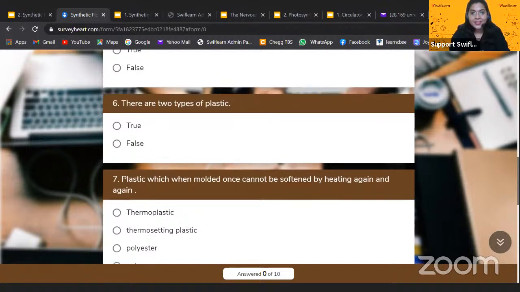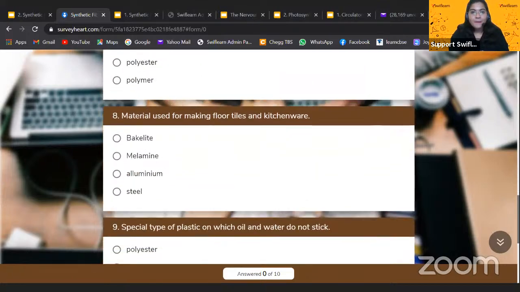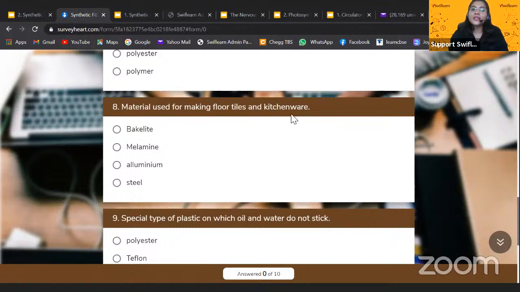Next, the plastic which, when molded once, cannot be softened by heating again and again. Remember? The second type of plastic, the thermosetting plastic. Very good. Next, the material used for making floor tiles and kitchenware is melamine. Remember, it is used to make floor tiles. Rather, it helps to make dinner sets.